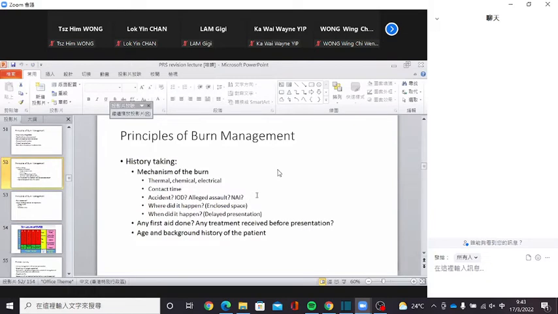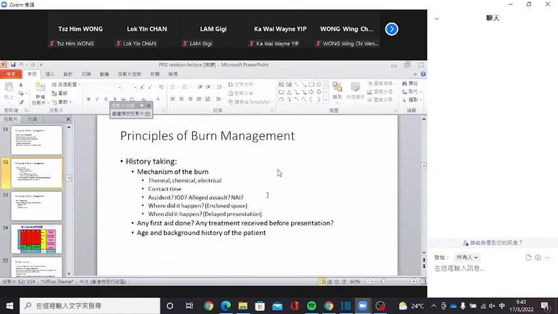So we'll start with history taking for every burn patient. You need to know the exact mechanism of the burn injury. Is it a thermal burn, chemical burn, electrical burn, or something else? The time of contact: the longer the duration, obviously, the worse the injury. Is it an accident, an injury on duty, an assault, or a non-accidental injury?